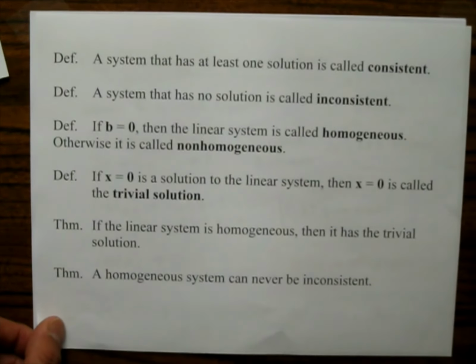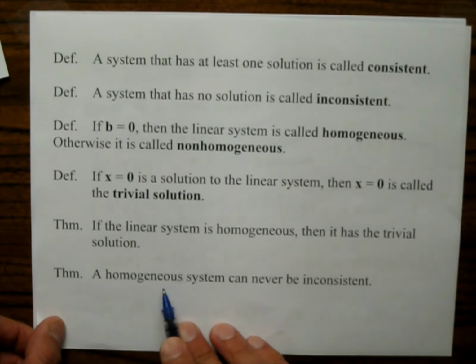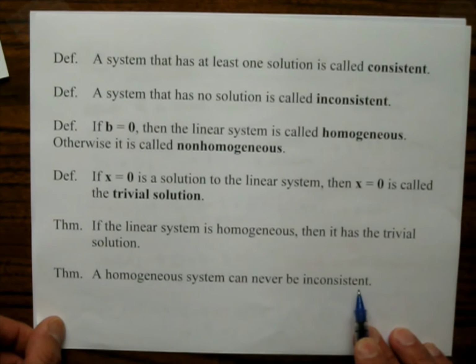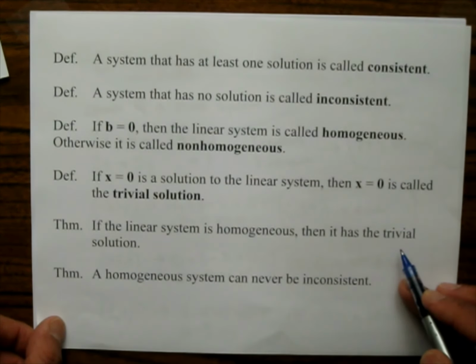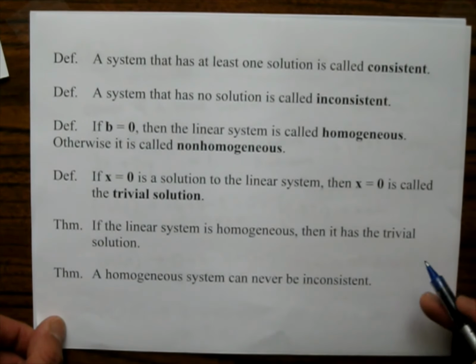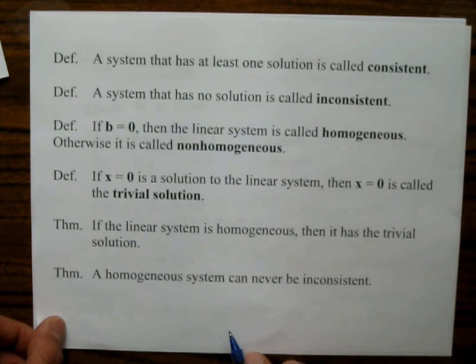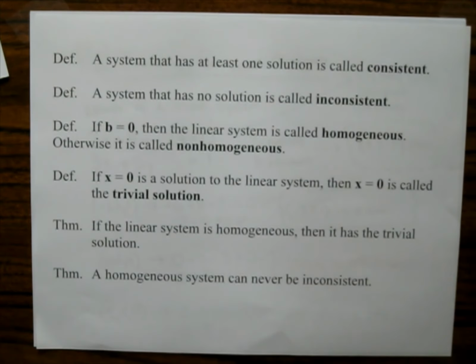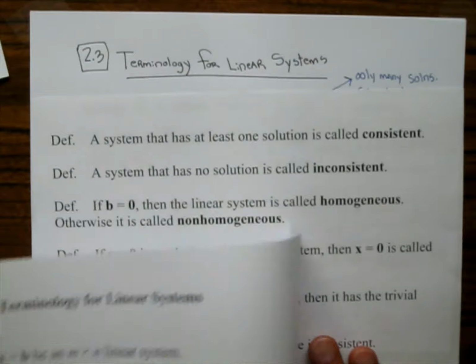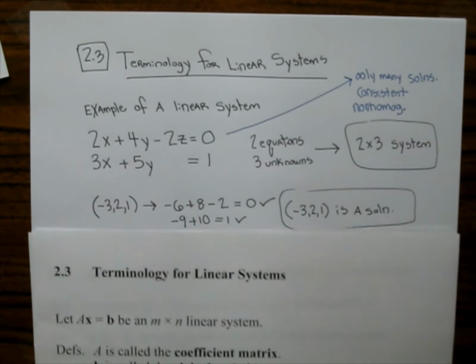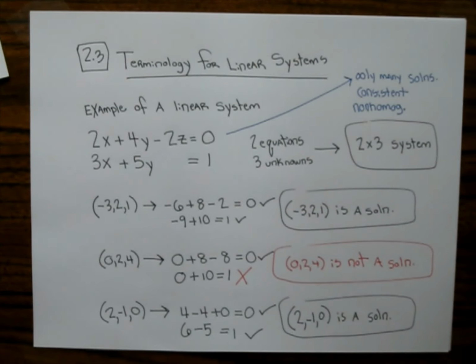The last theorem says a homogeneous system can never be inconsistent. Why? Because from the theorem above, if it's a homogeneous system, then it has at least one solution, the trivial solution, which is 0, 0, 0, or whatever it is, but the 0 vector. So that is what this terminology is. So we've finished all the definitions. I wanted to do one other thing here.